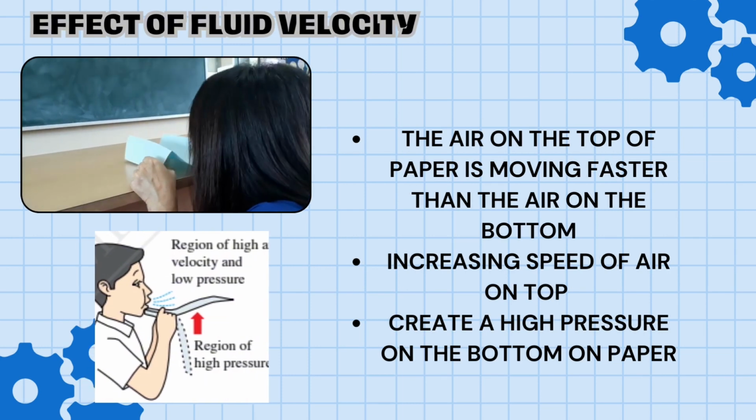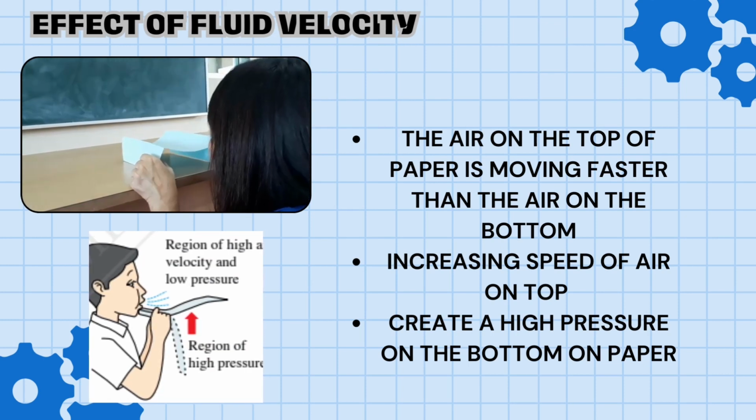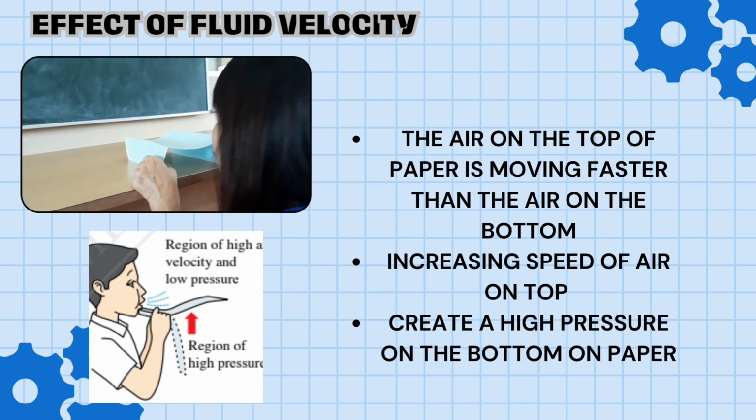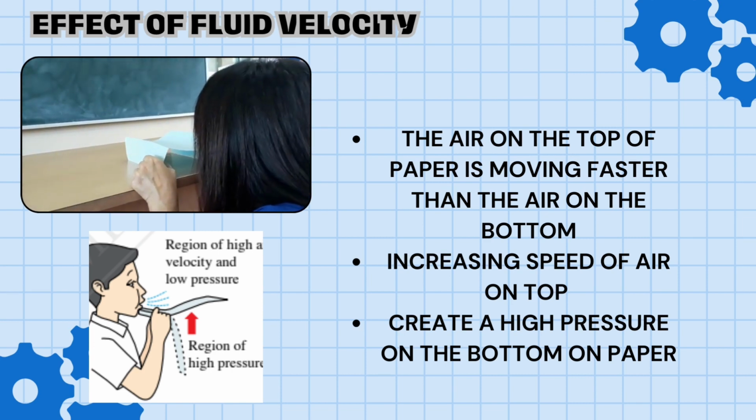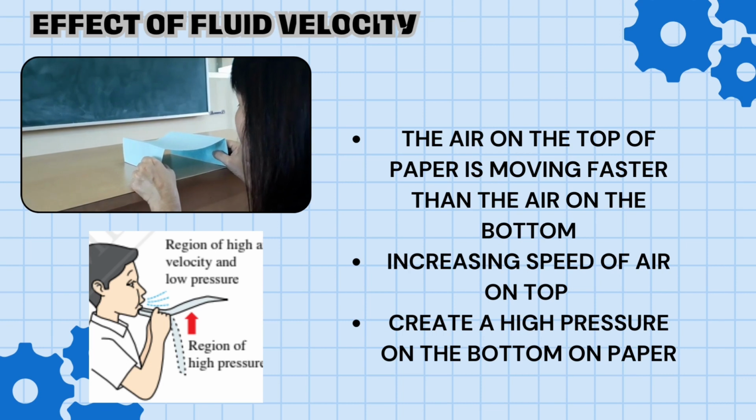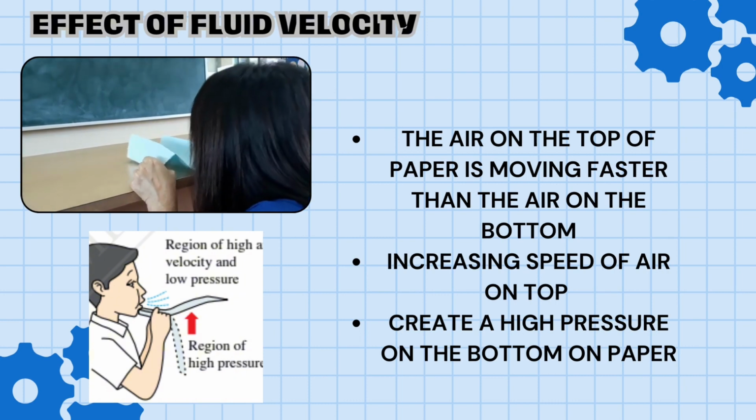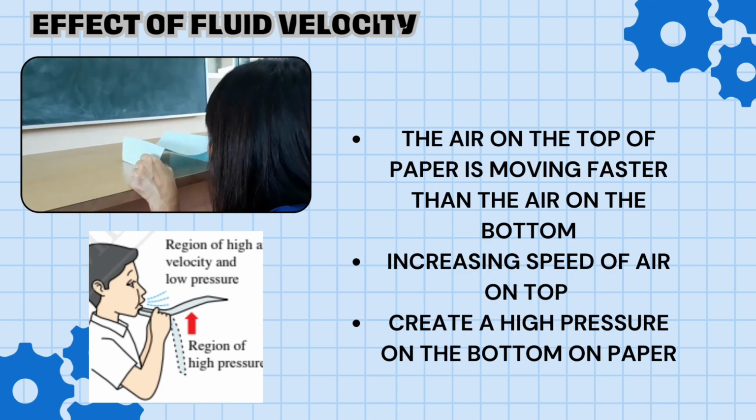Now we'll discuss again the situation when we blow a piece of paper. As we blow over the top of the paper, the air will move faster on the top section compared to the bottom section. Bernoulli stated that when the velocity of the fluid increases, the pressure will decrease. So the high pressure on the lower part of the paper will push the paper upwards. That's basically what happens when you blow a piece of paper.